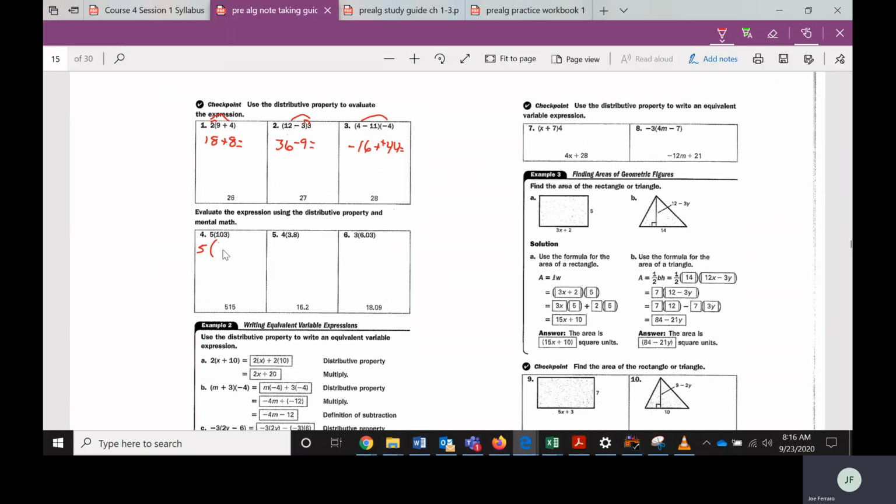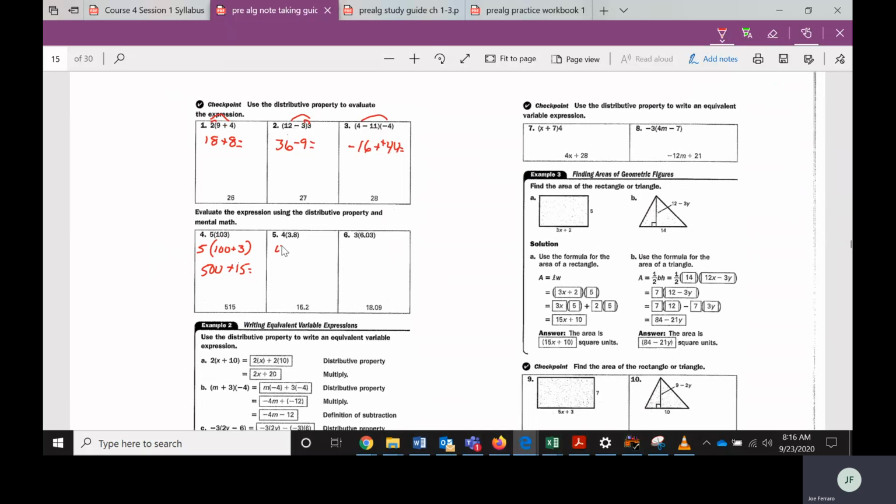Okay. Again, these probably won't be test questions here, but what they're trying to get at here is if you're doing this mental math, instead of thinking what's 5 times 103, you could break it apart and say, okay, 5 times 100 is 500, plus 5 times 3 is 15, so that equals 515.